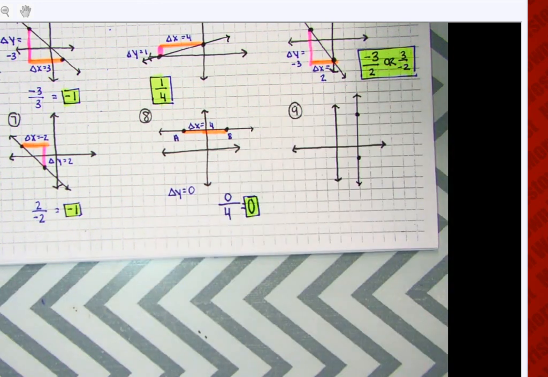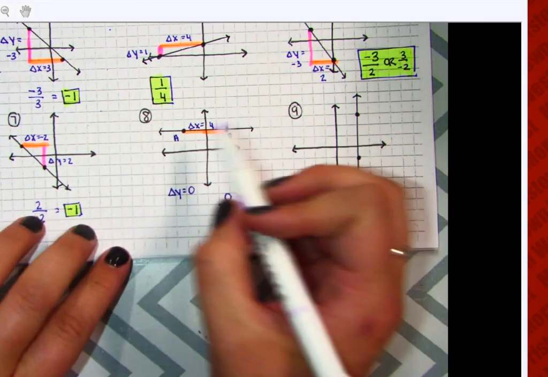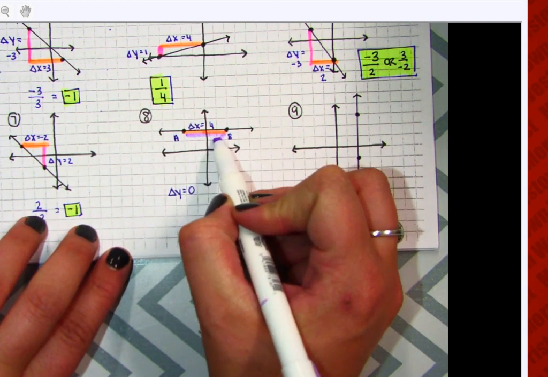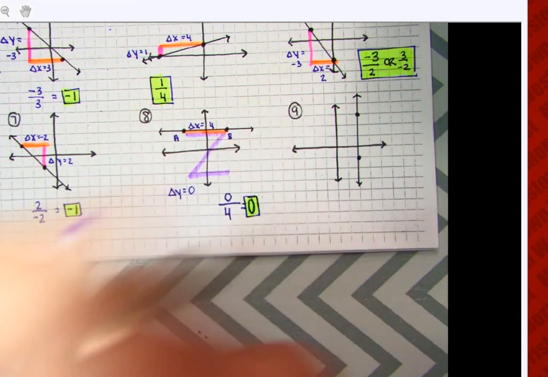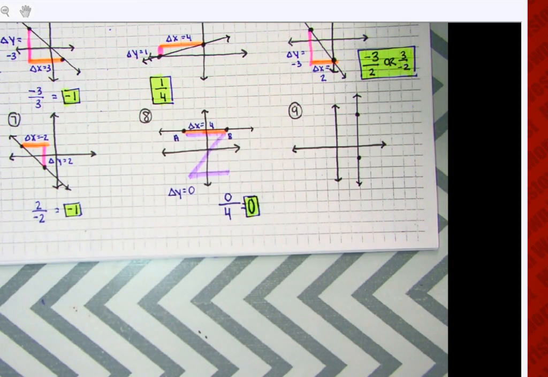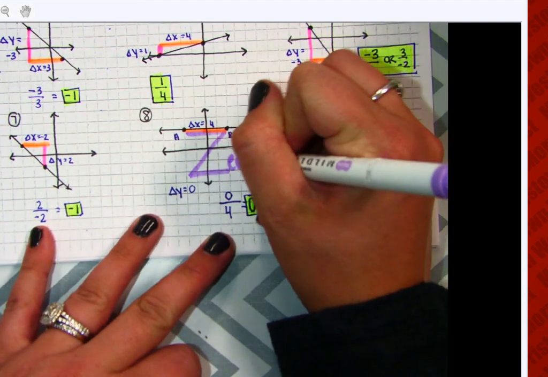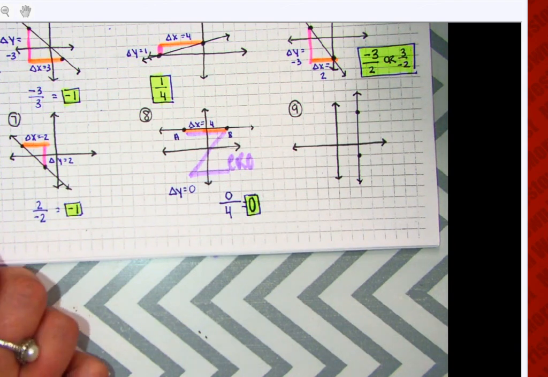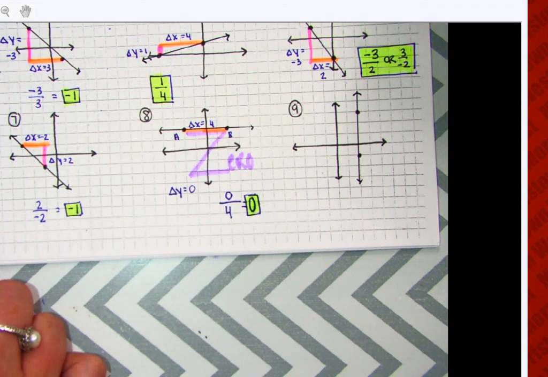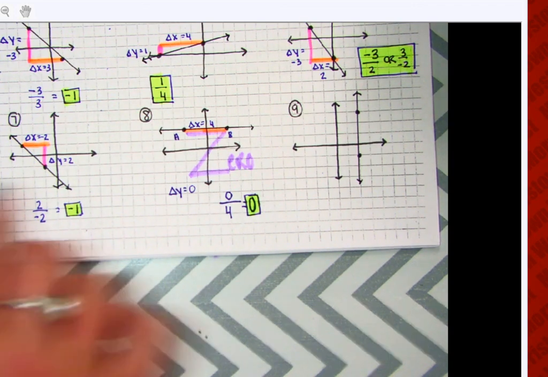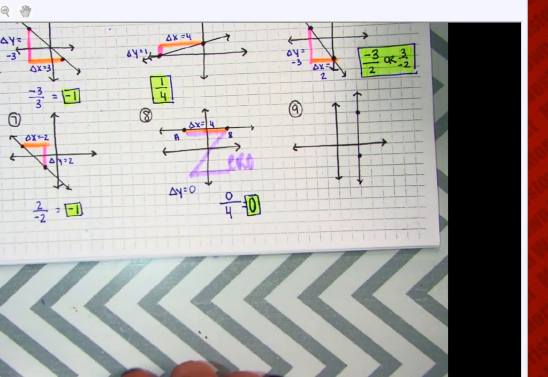I'm going to teach you a trick. If the line is horizontal, you can envision the letter Z for 0. Any horizontal line will always give you a slope of 0. It does not matter where the horizontal line is. It could be down here. As long as it's horizontal, the slope is always 0. So you don't even have to count it. It's going to be 0.